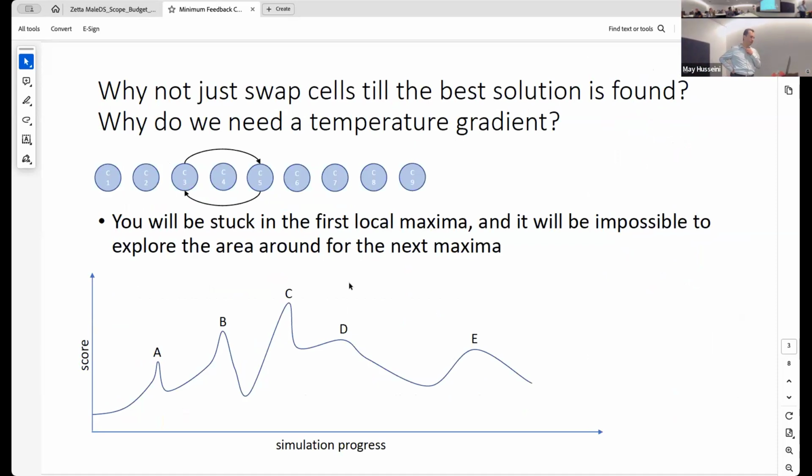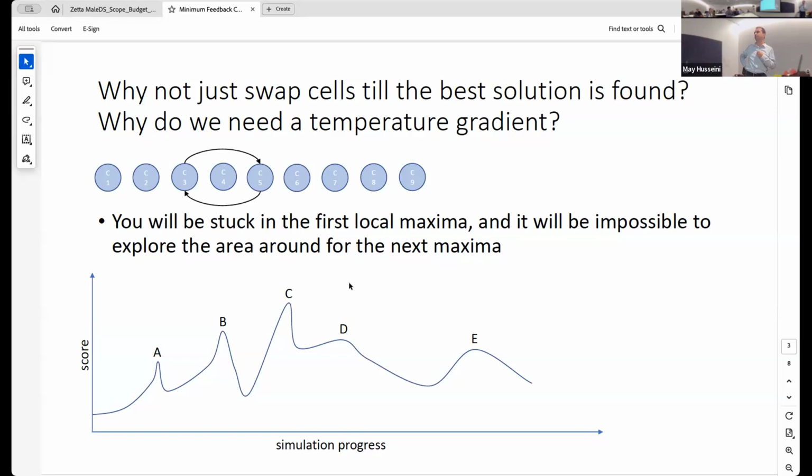So why don't we just swap cells till the solution is found, or why do we need this temperature gradient? This is similar to the explanation of the previous team. You're going to get stuck in a local maxima. So your score will improve to some point, but then you're not going to accept any other score that is less than what you have. So basically, you're going to get stuck at point A, let's say, in this graph. The point is to travel from A to B to C to D to E, and during your travel, just remember what was the highest score you have achieved so far.